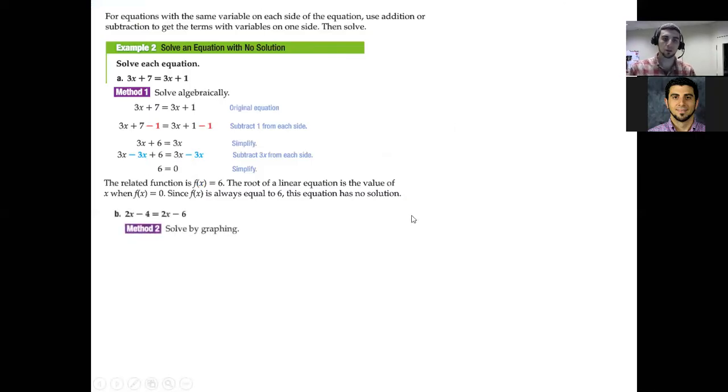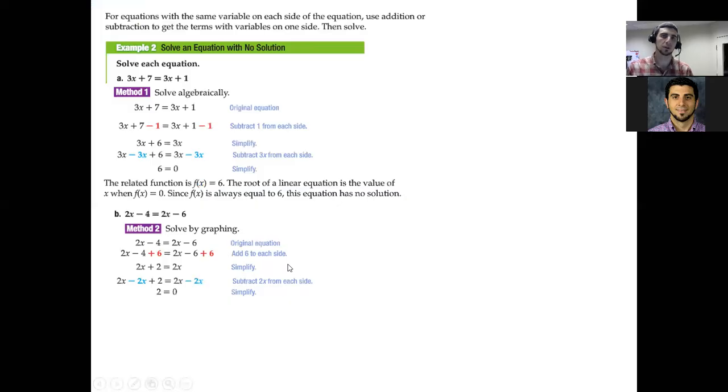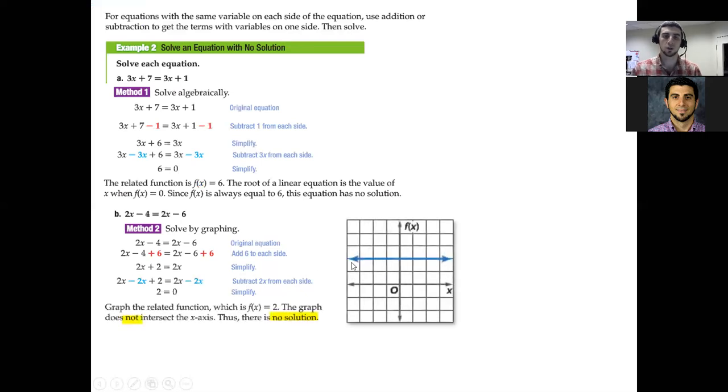All right, how about we solve this one by graphing? Again, we want to set the equation equal to 0, so we're going to add 6 to both sides. Then subtract 2x from both sides. You get 2 equals 0. Same thing as before. We already know it's going to be no solution, but if we graph it, it's going to be a horizontal line going through 2 on the y-axis.